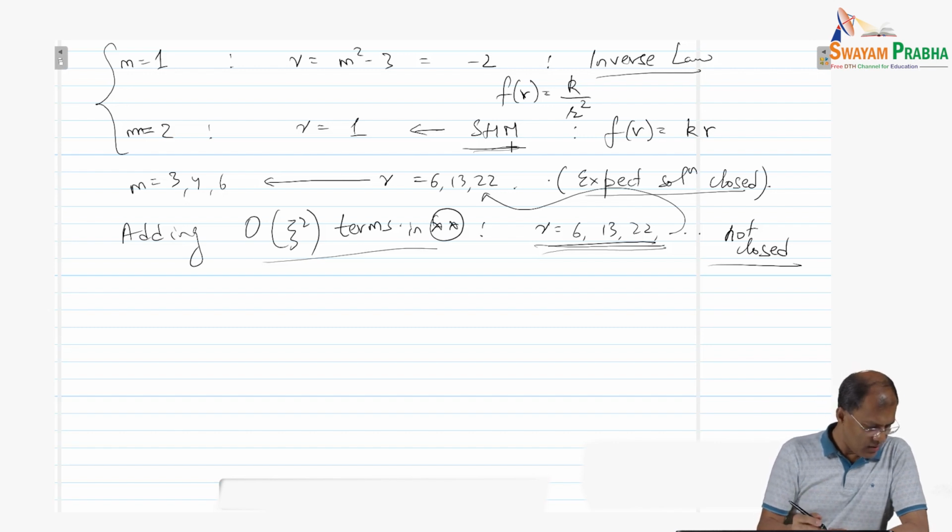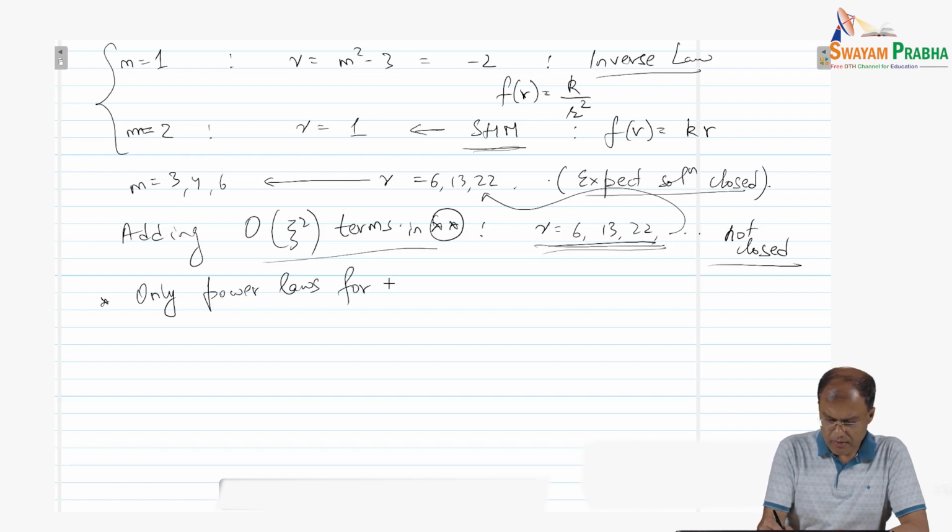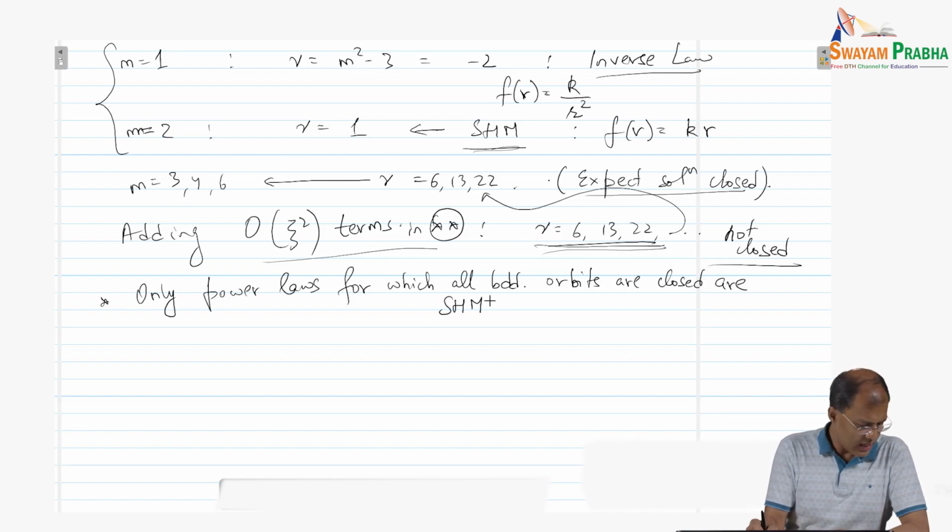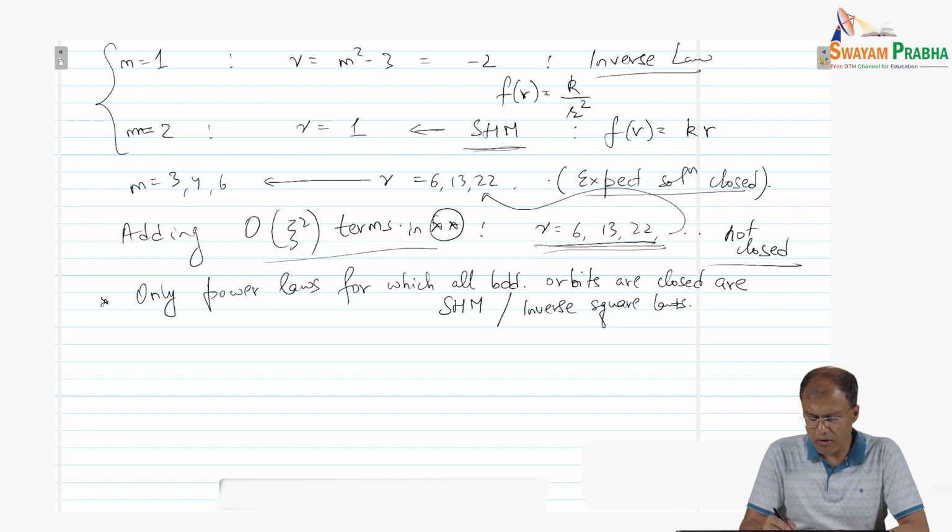So let me write down this statement. Only power laws for which all bounded orbits are closed are the simple harmonic motion and the inverse square laws. So the only power laws for which bounded orbits are closed are the simple harmonic motion and the inverse power laws.